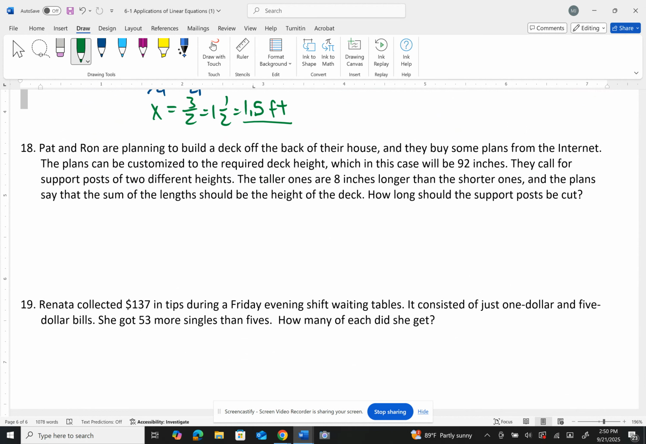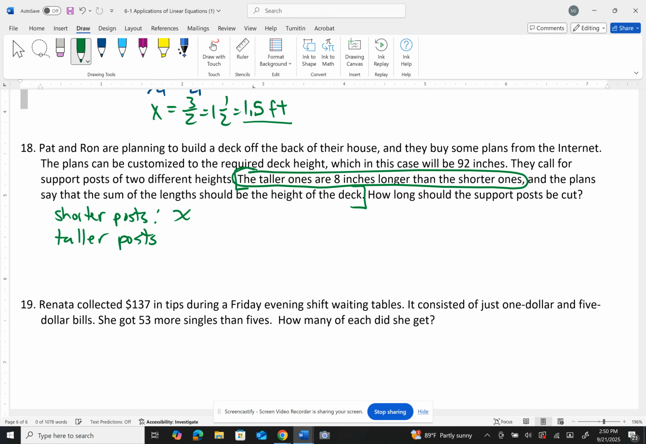Okay. So I think this is the key sentence right here. We know we're going to have support posts of different lengths. So let the shorter one be X. We'll have a length of X, and then we'll see what we get for the taller ones. It says the taller ones are 8 inches longer than the shorter ones. So the taller posts are 8 inches longer. So that would be whatever the shorter ones are plus 8.